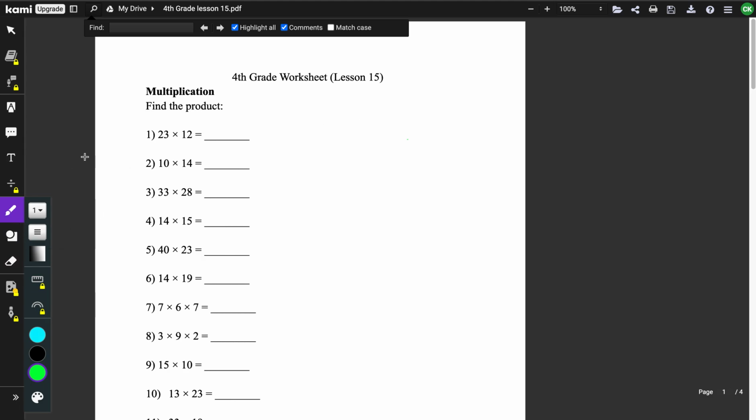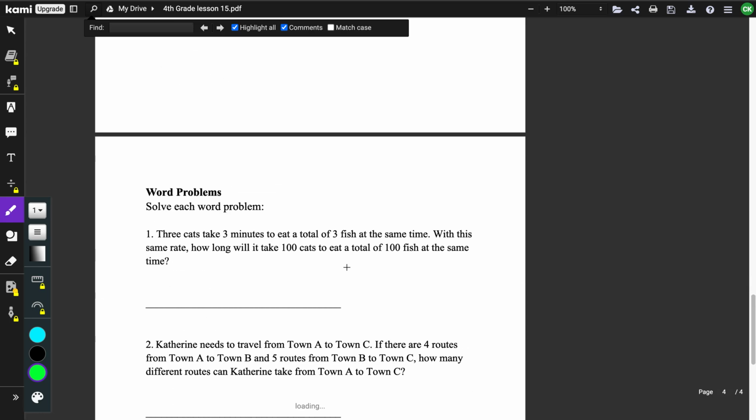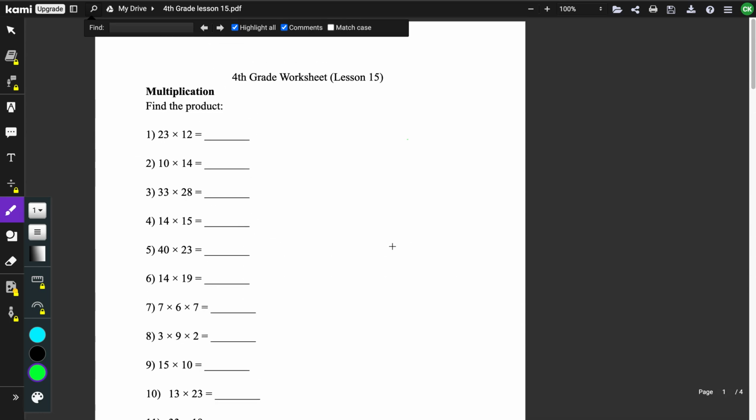Lesson 15, 4th grade worksheet. Today we'll be covering multiplication, division, subtraction, and some more problems. Let's start with some multiplication problems. To start off, we have 23 times 12. You have to do the ones first.